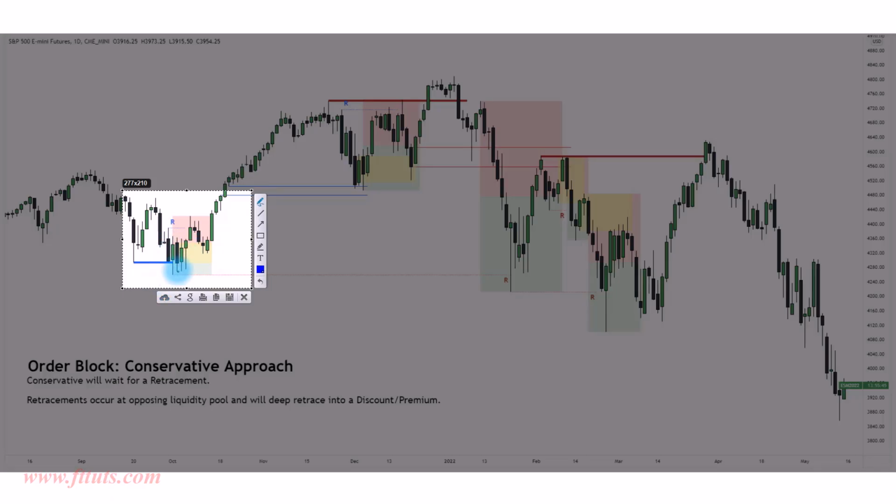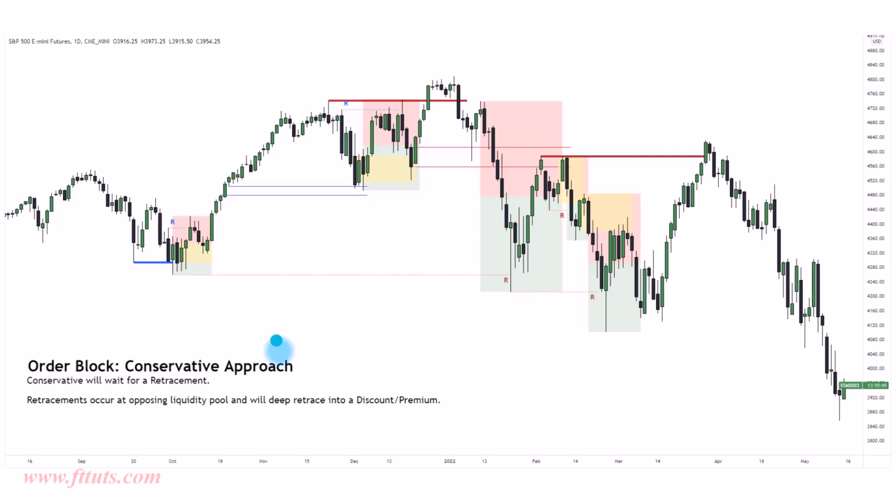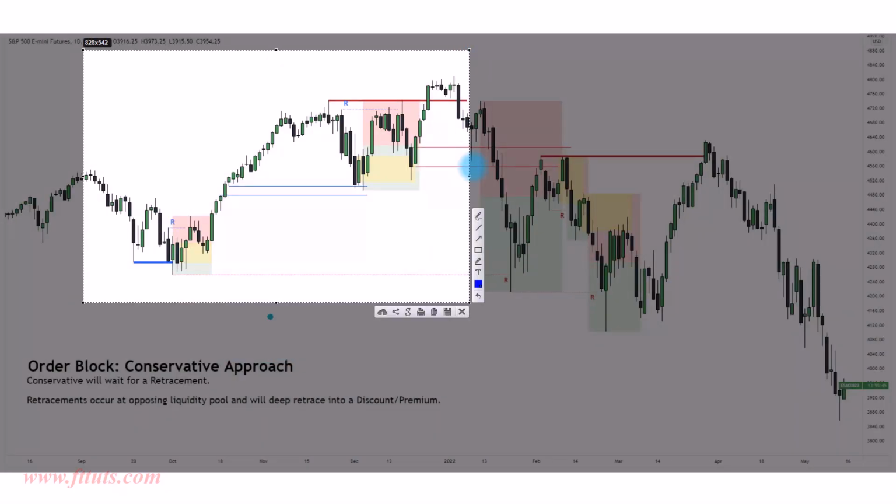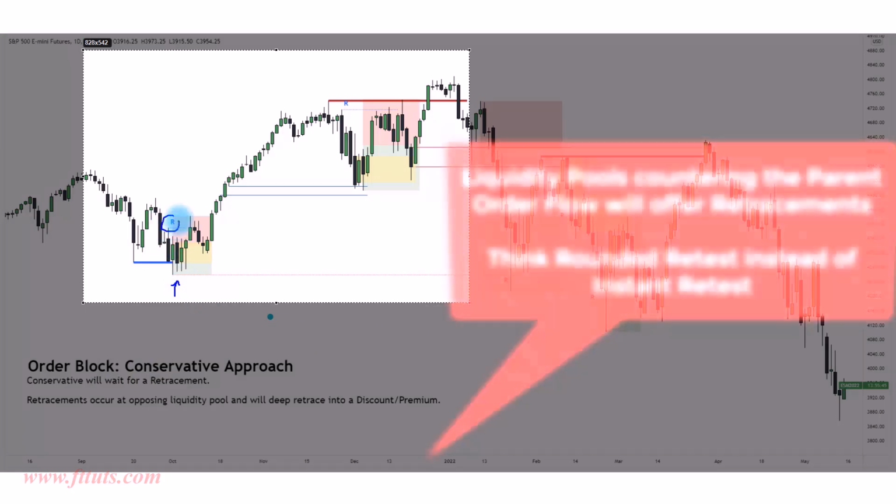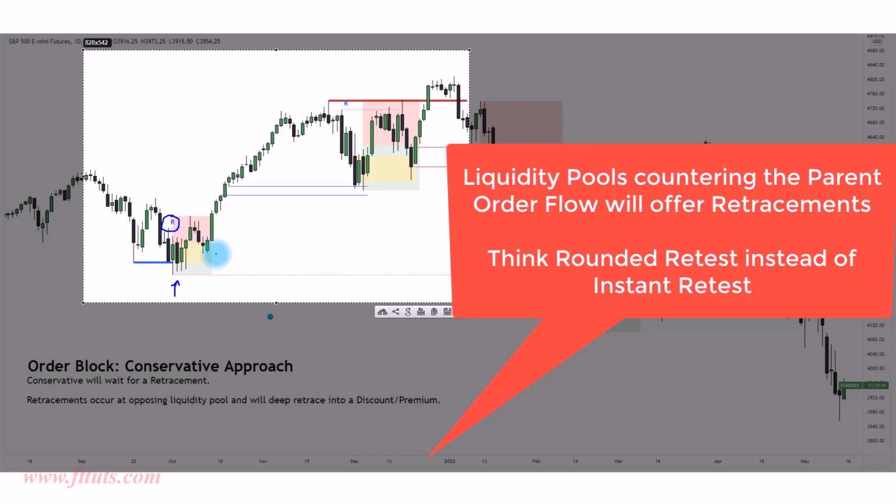So here, we're expecting an order block to form because this is bullish institutional order flow right here with the long-term low here. So we're expecting all down candles to hold as support. The conservative way of trading an order block is waiting for price to take out an opposing liquidity pool, because that will offer retracement. And then we're looking for a retracement into the last down candle in a discounted price. Okay, here's another example.